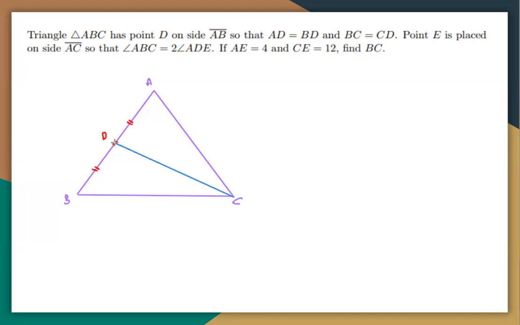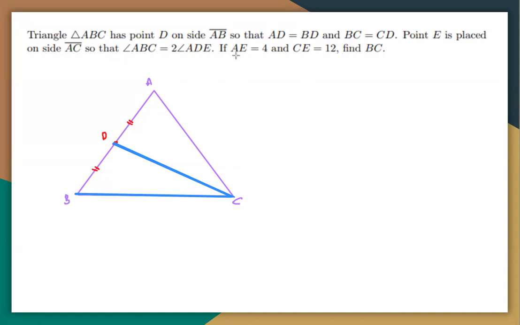So DC, maybe having the same color might be useful to see. So these are equal. I'll make it a bit bold. Okay, so these are equal to each other, even though it doesn't look like it in my figure. And then E is placed on side AC such that angle ABC, so this angle, is going to be twice of ADE. Okay, so E will be right here, on this segment. And when you draw ADE and ABC, the angle right here will be half of this one.